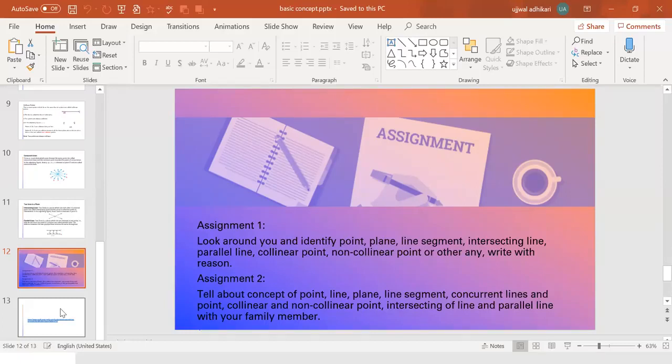अनि असाइनमेन्ट 2 यो तिमी आफ्नो घरमै बसेर आफ्नो फ्यामिली मेम्बरसँग गर्न सक्ने असाइनमेन्ट छ. आज मैले जति पनि डिस्कसन गरेको पोइन्ट्सहरु छ, कन्सेप्ट्सहरु छ, यो कन्सेप्ट्सको बारेमा तिम्रो घरको फ्यामिली मेम्बरलाई शेयर गर. Tell about the concept of point, line, plane, line segment, congruent lines, and point, collinear and non-collinear point, intersecting of the line and parallel line with your family members. है तिम्रो बाबा मम्मी हजुरबुवा हजुरआमा जोसुकै उहाँहरुले बुझे पनि नबुझे पनि try to share with them. है यसले गर्दाखेरि तिमीलाई यो कुरा सम्झिनलाई सजिलो हुनेछ.